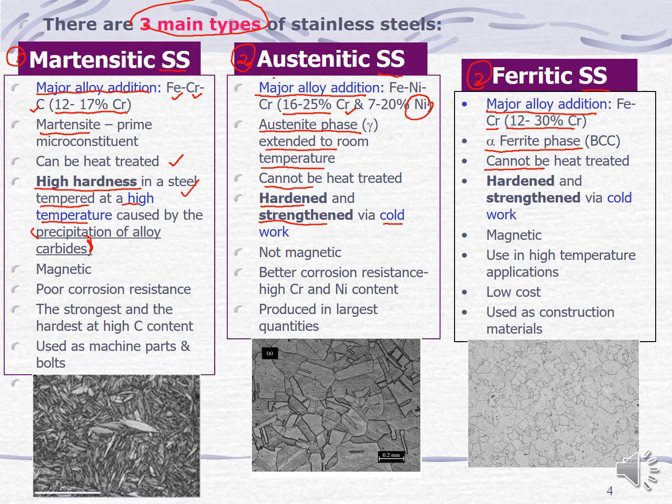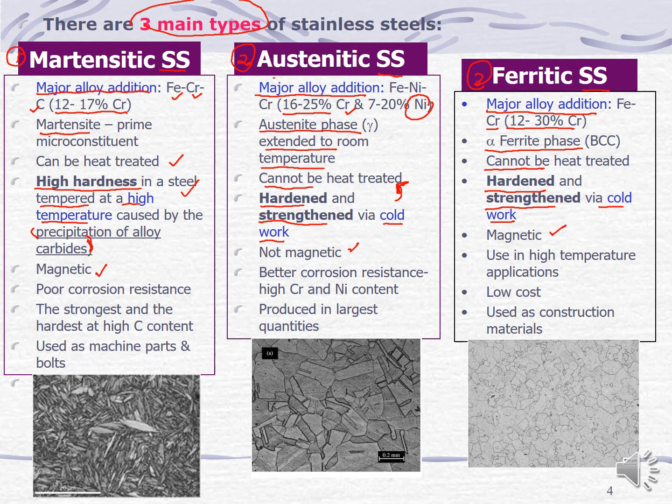through cold working process. Because this austenitic stainless steel cannot be heat treated. So we can only use a cold working process. And same with the ferritic, because it cannot be heat treated. So it can be hardened and strengthened using cold working process. Okay. For the martensitic, it has the properties of magnetic, austenitic, not magnetic, ferritic, magnetic.